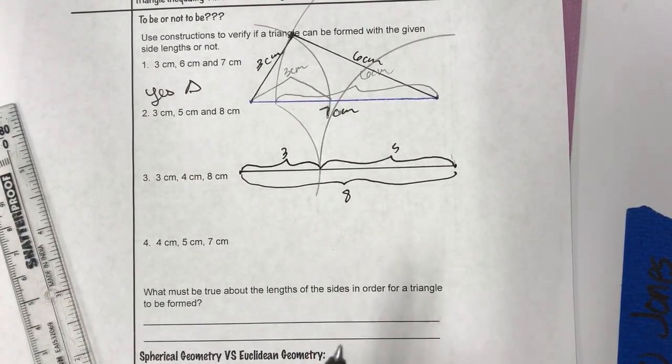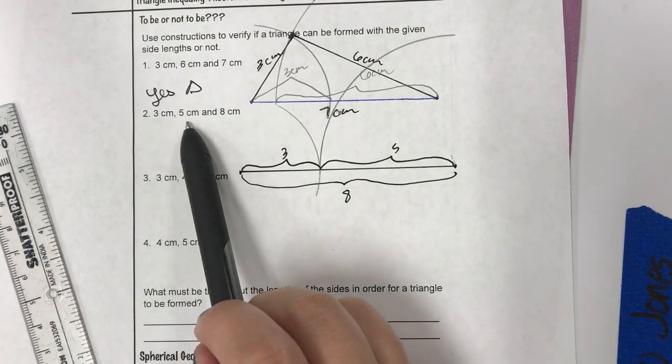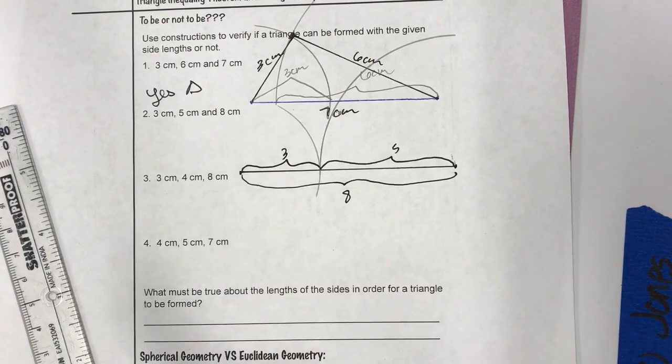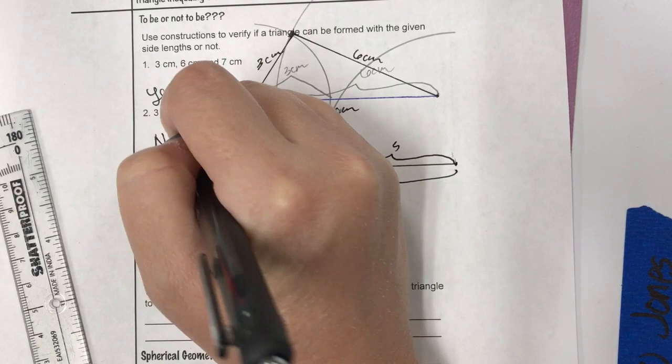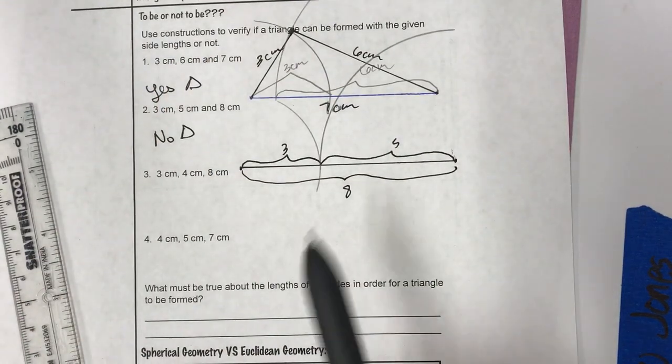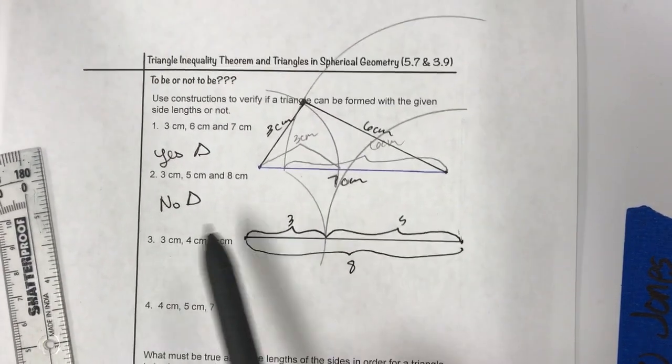And this is the one that gets people the most, is when these are adding to the same amount as that. These do not make a triangle. There has to be, I call it overlap.